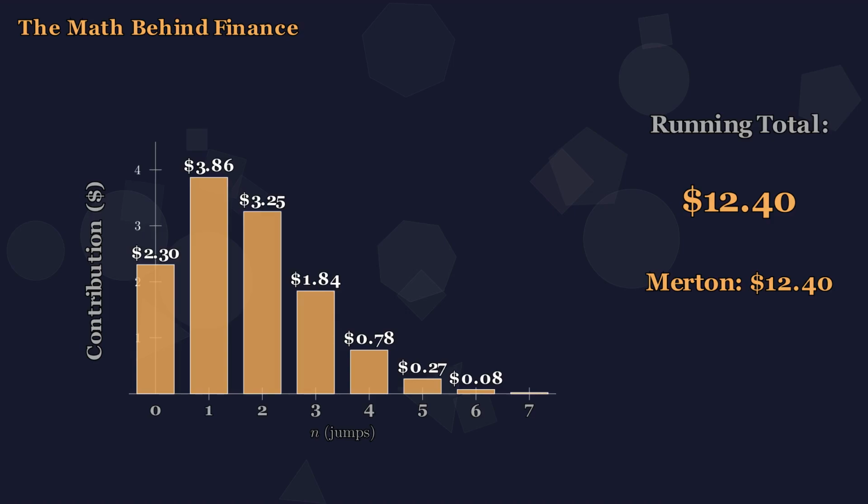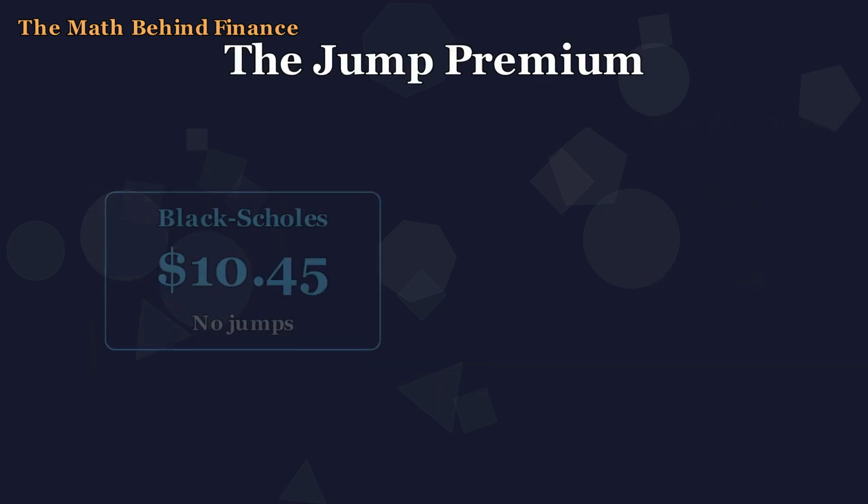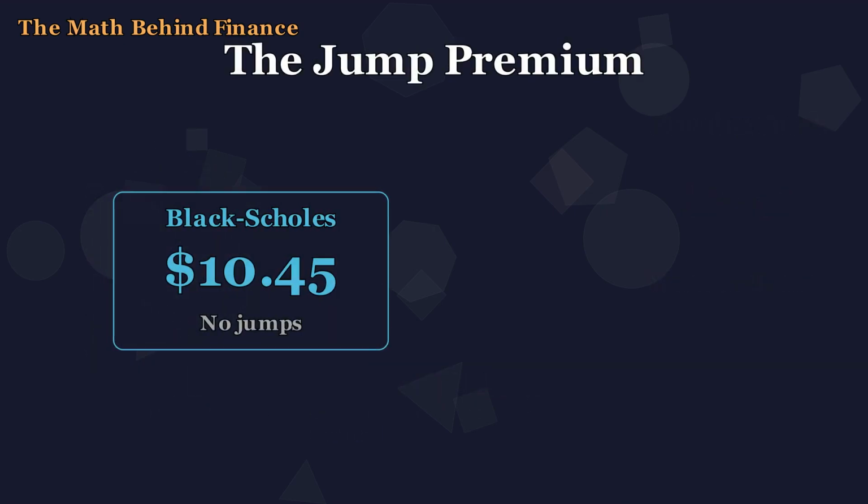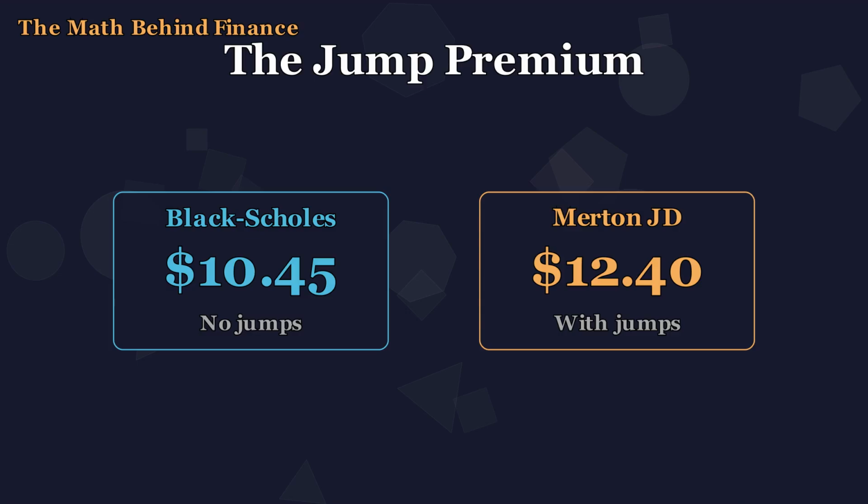Now let us put this in context. The Black-Scholes price for an at-the-money call with our parameters is $10.45. The Merton price, $12.40. That difference, $1.95, is the jump premium. It is the extra cost of insuring against a world where the stock can crash without warning. Every time you buy an option, part of the price you pay reflects the market's belief that jumps are real. Next, we will see how this jump premium reshapes the implied volatility smile.